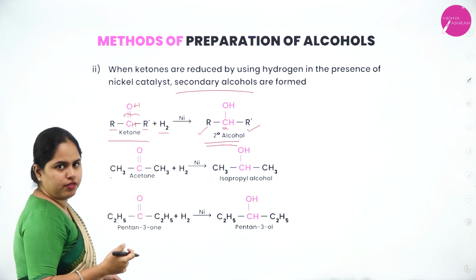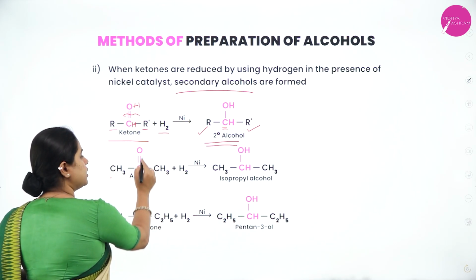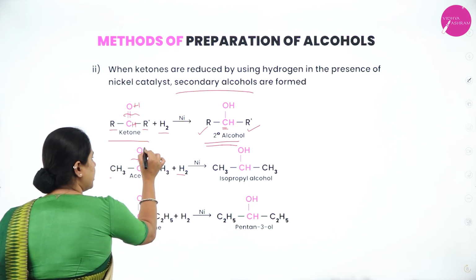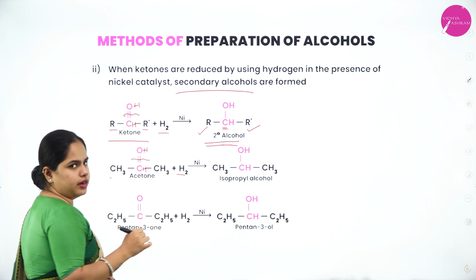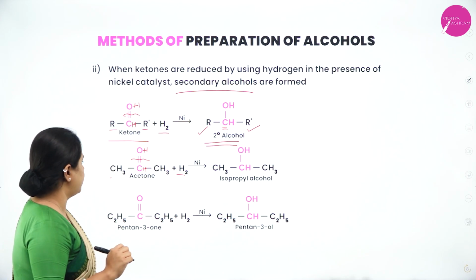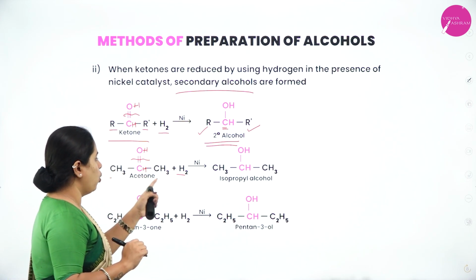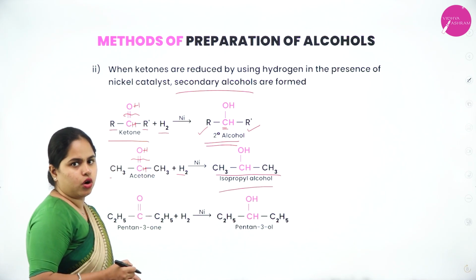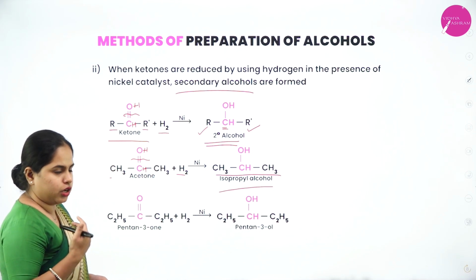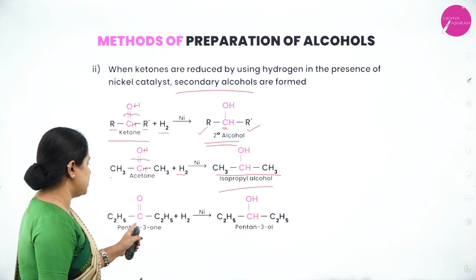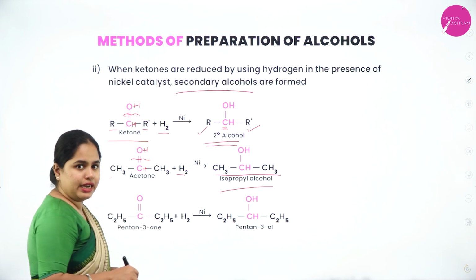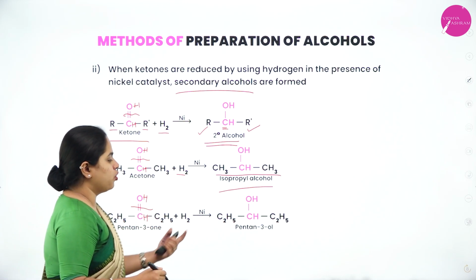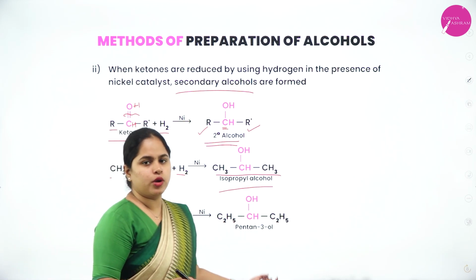Now a specific example we have taken here is acetone, CH3COCH3, to which we are adding hydrogen in presence of nickel. Again this bond will break, one hydrogen is added here, one hydrogen is added here, H2, right? You are going to get CH3CHOHCH3. This is isopropyl alcohol, which is also a secondary alcohol, right? The next one is C2H5COC2H5. Again adding hydrogen, this bond will break, one hydrogen added here, one hydrogen added here. You are going to get pentan-3-ol. Okay, so I hope this is clear.